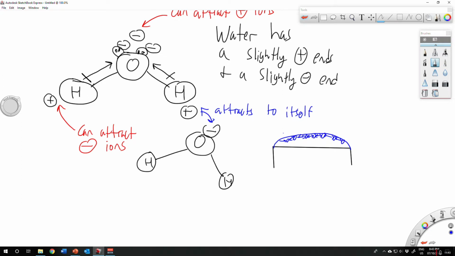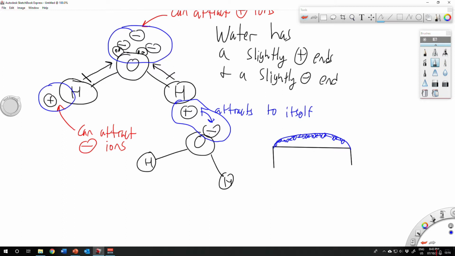Okay. There we go. So the water molecules are all being attracted to other water molecules. And that's due to this polar nature of water, where one part of water is negative and one part of water is positive. And as a result of that, they will attract themselves and they will kind of stick together.